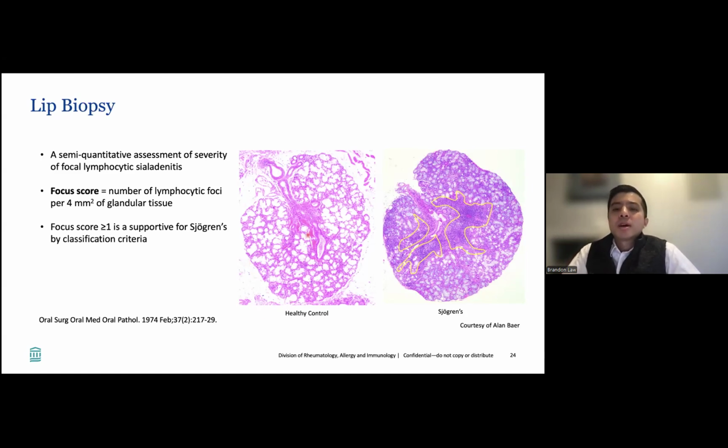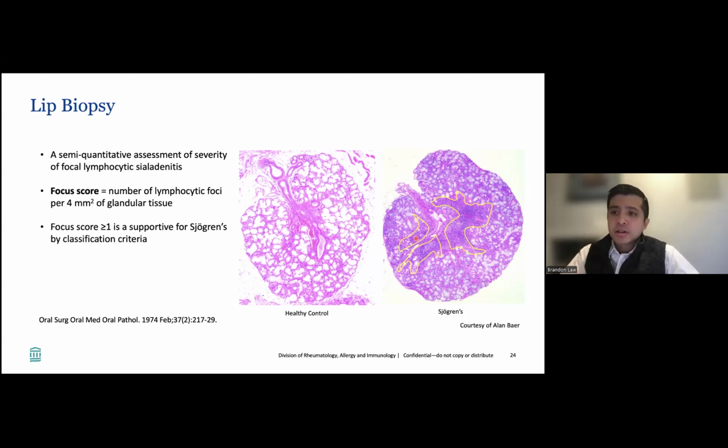So on this picture right here is a normal salivary gland. And the picture on the right is a patient with Sjögren's disease. You can see, notice that it's more purple compared to the healthy control patient. I've outlined these purple areas with a yellow outline here, and that is the area of inflammation. Those purple aggregates there are immune cells.